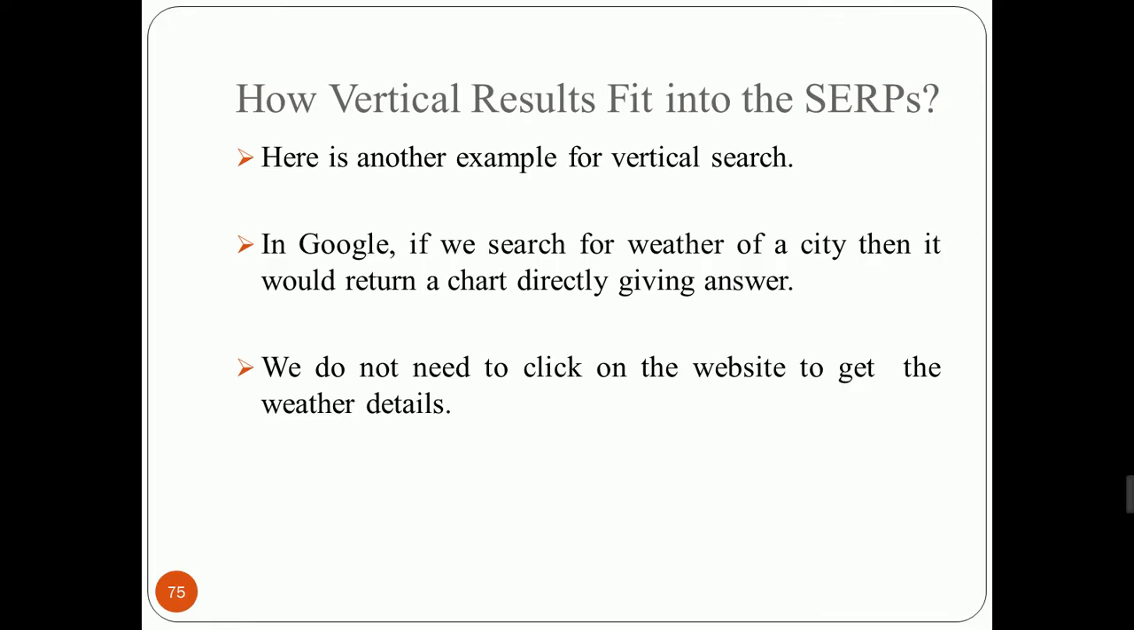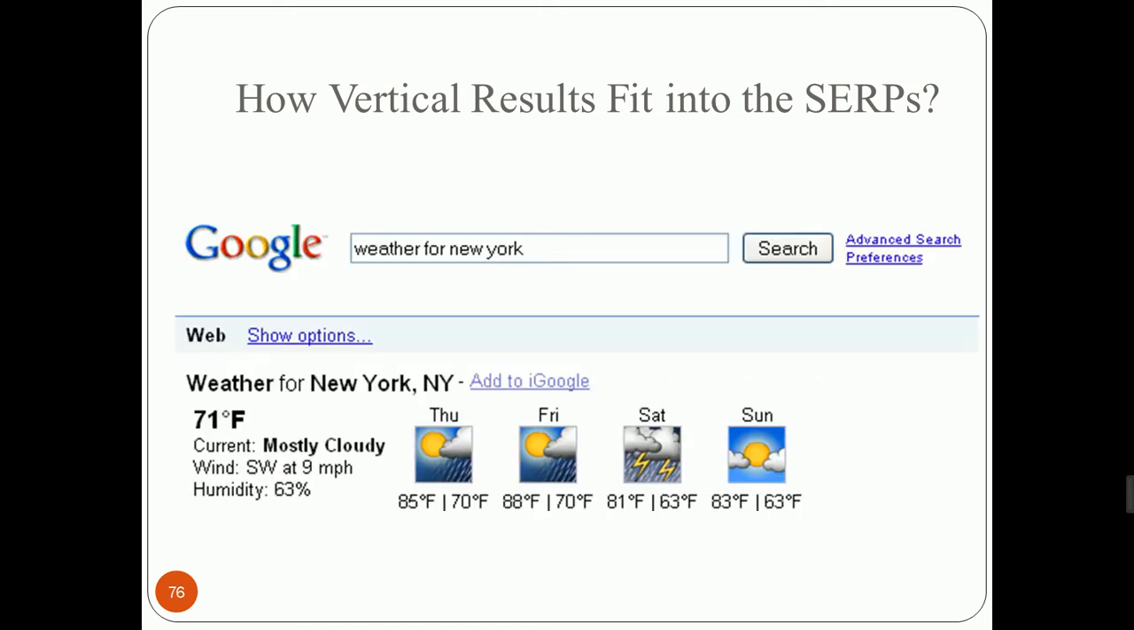Whenever a user enters any city, it would return a chart directly giving the answer. We do not need to click on the website to get the weather details. We do not want to go to a particular website. The search engine will give you the facility. You can write it down, and we will provide you the services. See here the weather for New York City, and it will give the New York City weather details.